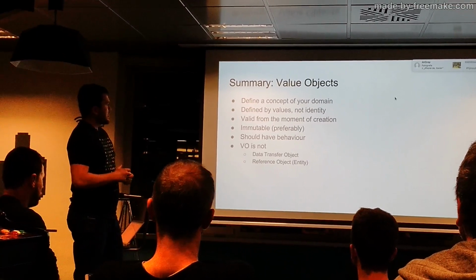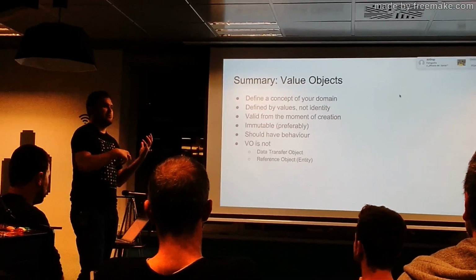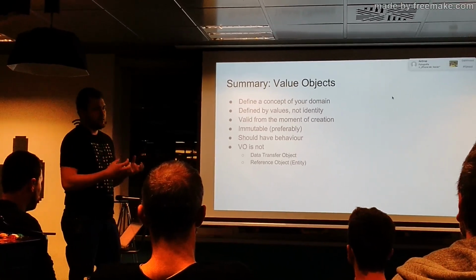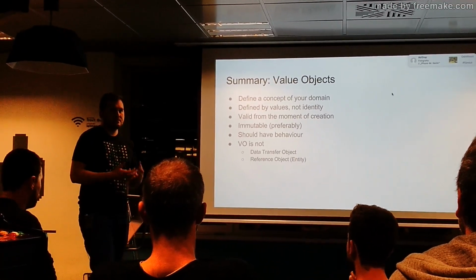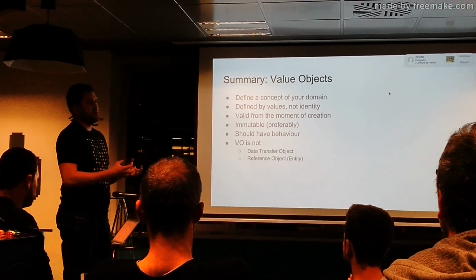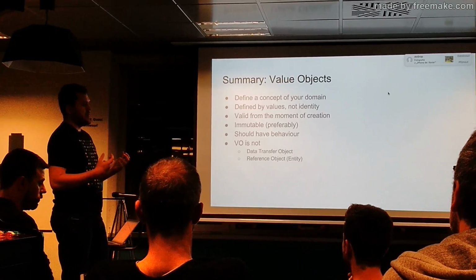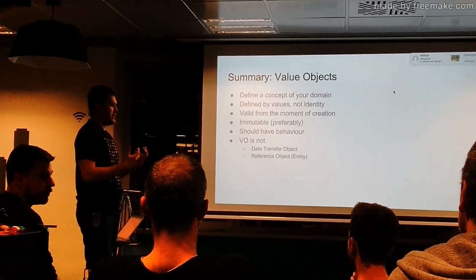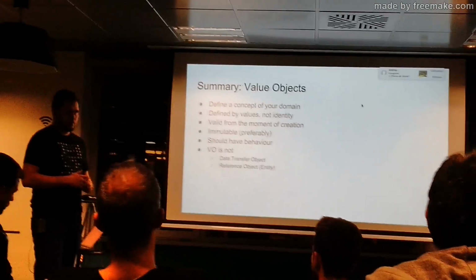So to sum it up, value objects define a concept of your domain. For example, you have something in your application that is a concept. It's a color, coordinate, email, something, and you model it using a value object, and you make it nicely usable by defining some methods on it, some operations. It's defined by values, not by identity.